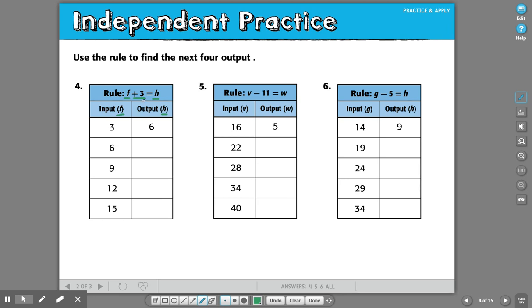Here we go. 3 plus 3 is 6. 6 plus 3 is 9. 9 plus 3 is 12. 12 plus 3 is 15. And 15 plus 3 more is 18. So remember, when we're making those rules in the equations, you're going to have your input letter, your rule, and your output letter every time.